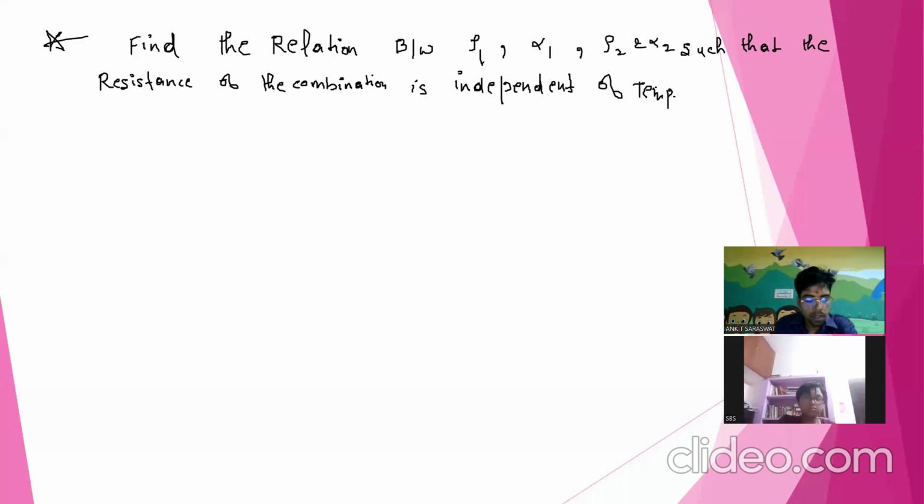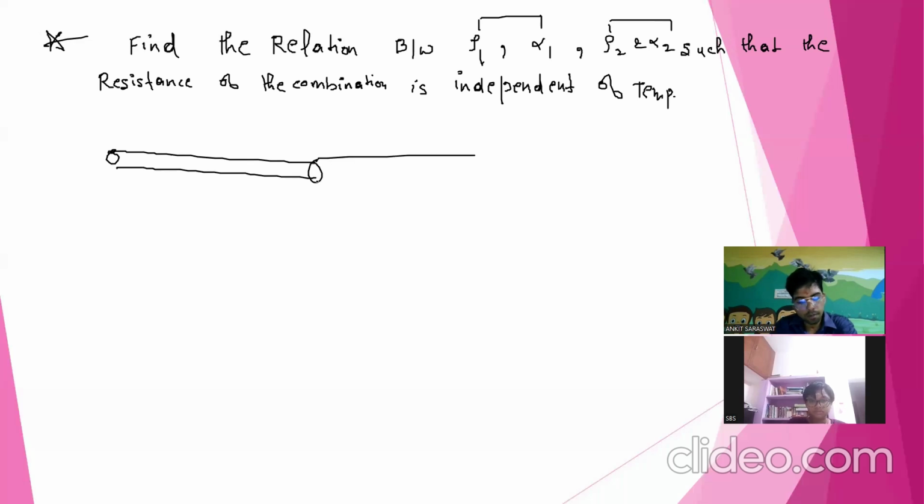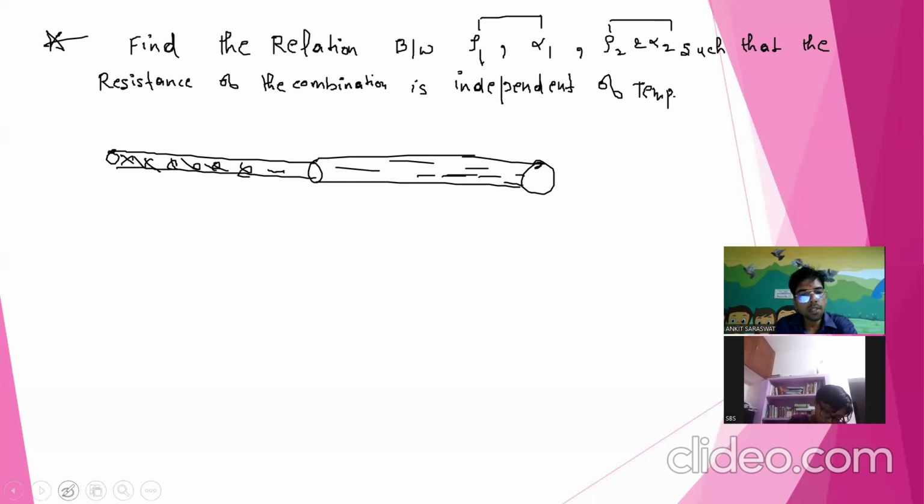Find the relation between rho 1, alpha 1, rho 2 and alpha 2. I will draw the diagram also such that the resistance of the combination is independent of the temperature. Rho 1 alpha 1 is for one material. Rho 2 is a property of a different material. You just combine two materials. Here, this is material 1, this is material 2. What is the resistivity of this? Rho 1, with temperature coefficient of thermal resistance alpha 1. Similarly, this wire is having rho 2, alpha 2. What they are saying? The resistance of the combination is independent of the temperature.